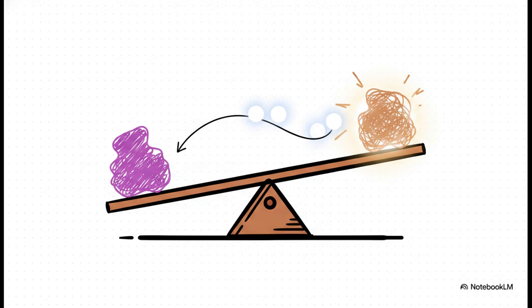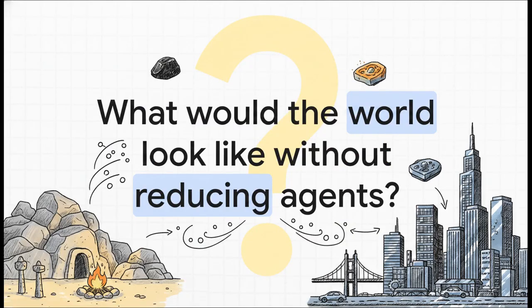An oxidizing agent causes another substance to be oxidized, and in doing so, it becomes reduced itself. A reducing agent does the exact opposite. It causes another substance to be reduced by giving away its own electrons, literally sacrificing itself and becoming oxidized in the process. It is a beautiful, perfectly balanced exchange. I want you to think about that for a second.